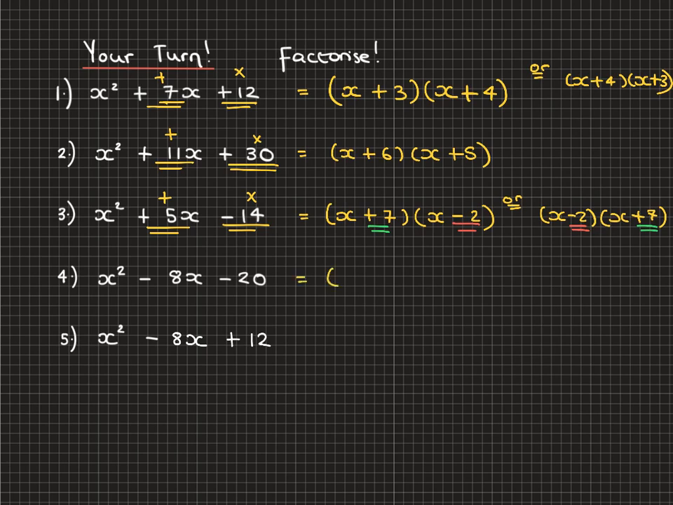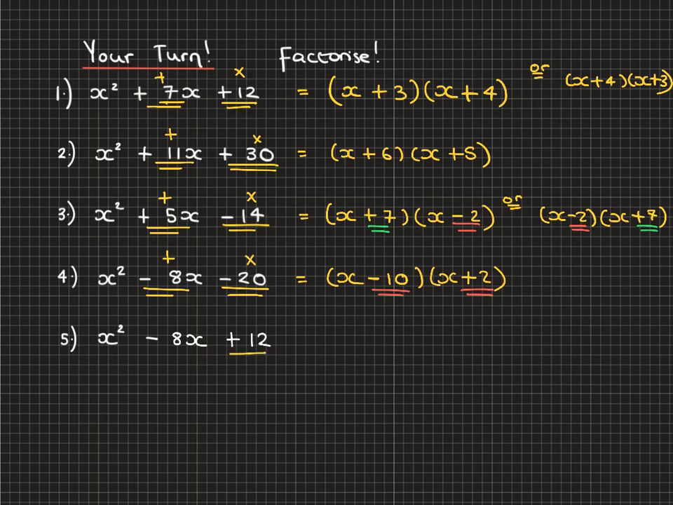Number 4, we need to find two numbers that multiply together to make negative 20, add together to make negative 8. It's x minus 10, x plus 2. It has to be that way round. It has to be a negative 10 and a positive 2. If you got those the wrong way round, check your expansion. You will end up with positive 8x, not negative 8x.